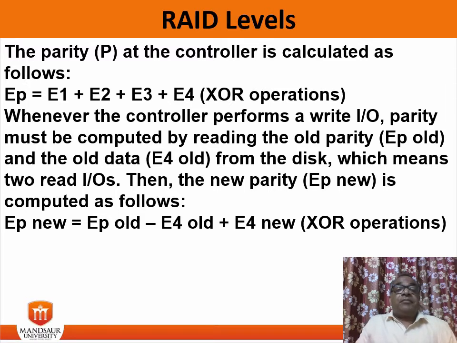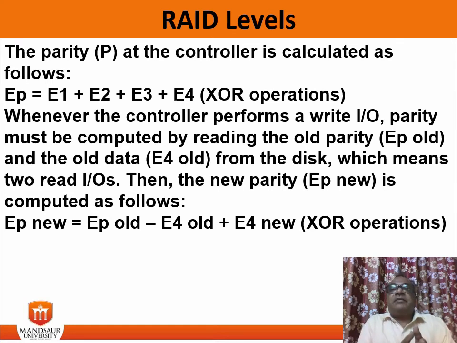Now see here, in this we have to calculate these parities, that is EP. After computing the new parity, the controller performs the write IO by writing the new data and the new parity onto the disk, amounting to two write IOs. Therefore, the controller performs two disk reads and two disk writes for every write operation, and the write penalty is 4.